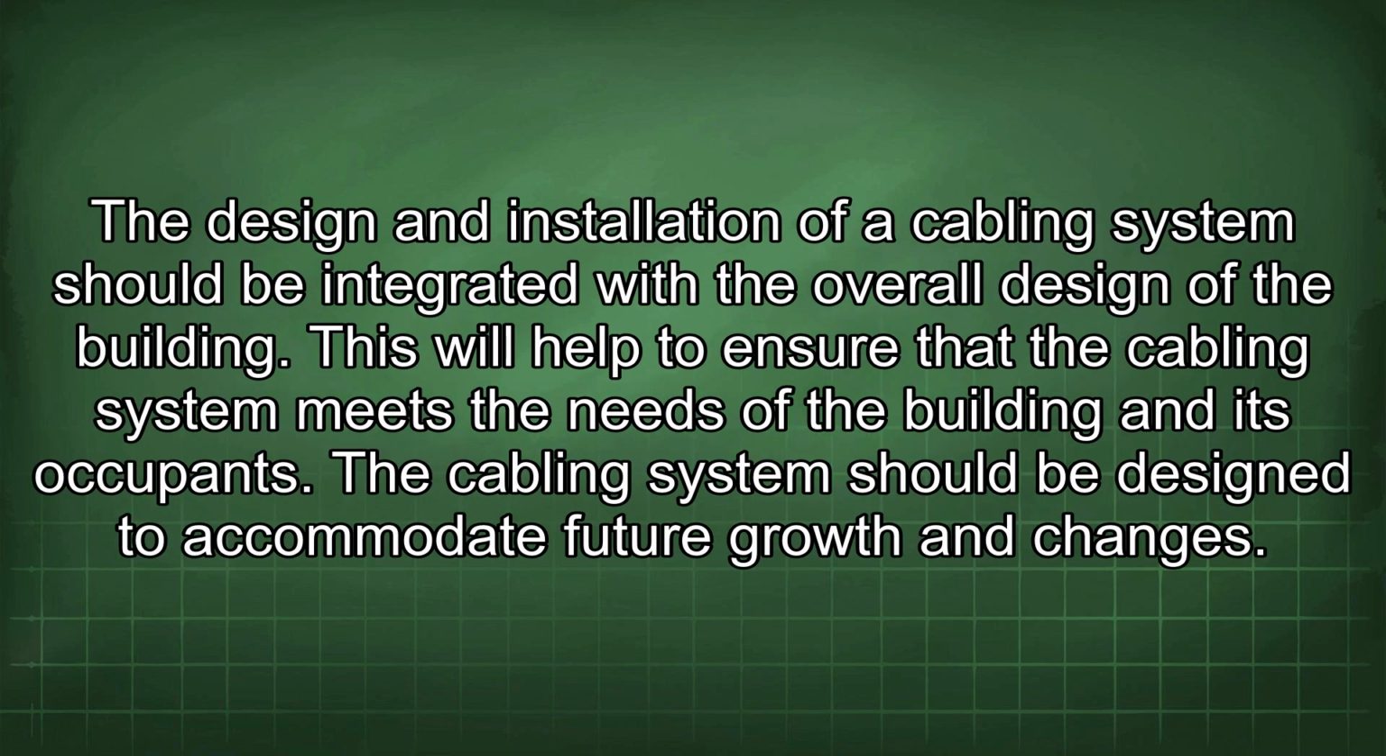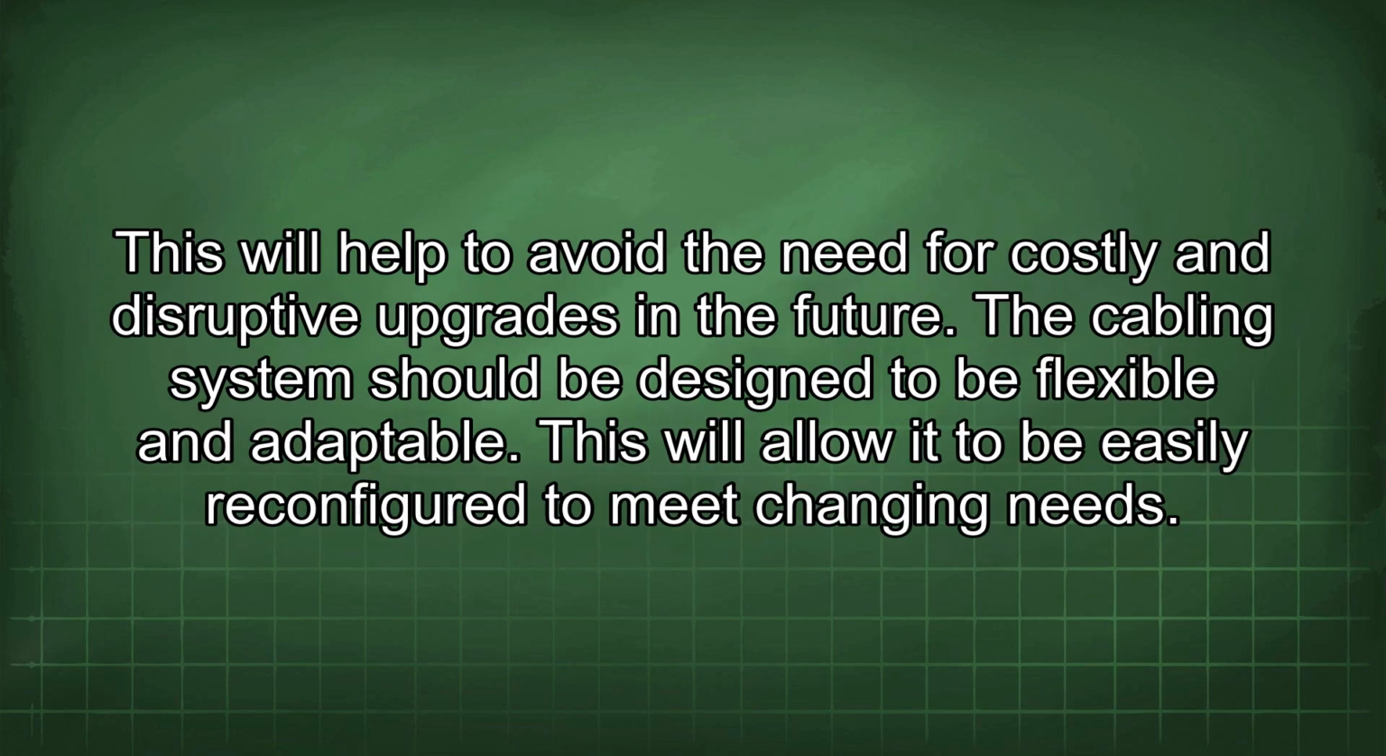The design and installation of a cabling system should be integrated with the overall design of the building. This will help to ensure that the cabling system meets the needs of the building and its occupants. The cabling system should be designed to accommodate future growth and changes. This will help to avoid the need for costly and disruptive upgrades in the future. The cabling system should be designed to be flexible and adaptable. This will allow it to be easily reconfigured to meet changing needs.